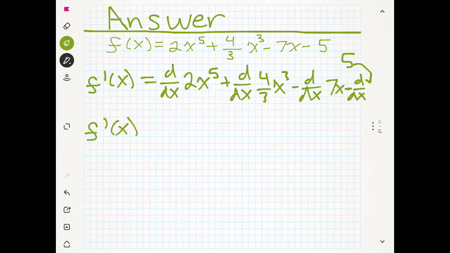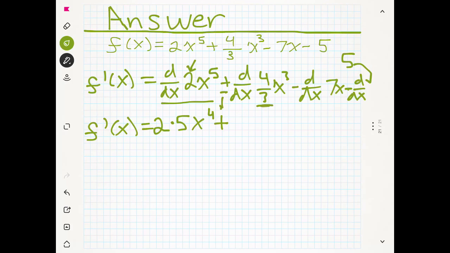Now we just remember our rules, and this is very straightforward. For the first one, remember, this is a constant multiple right here, so we ignore it. We just leave it outside, and we take the derivative of x to the power of 5. This is a power function. The 5 comes down, and for the exponent we do 5 minus 1, which is 4. So it becomes x to the power of 4. Again, leave the plus sign. It stays. And then we have the derivative of 4/3 times x to the power of 3.